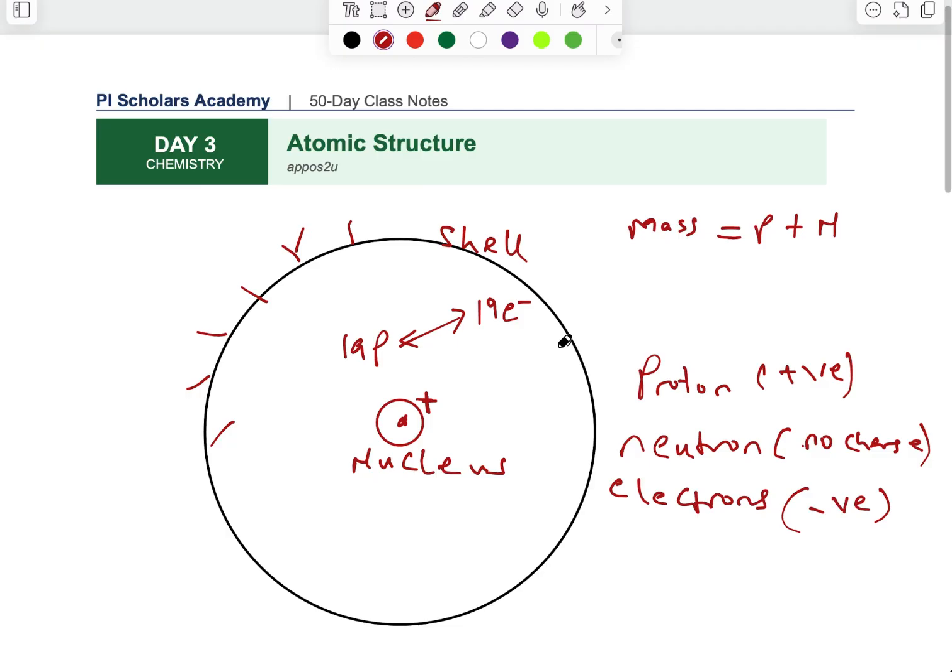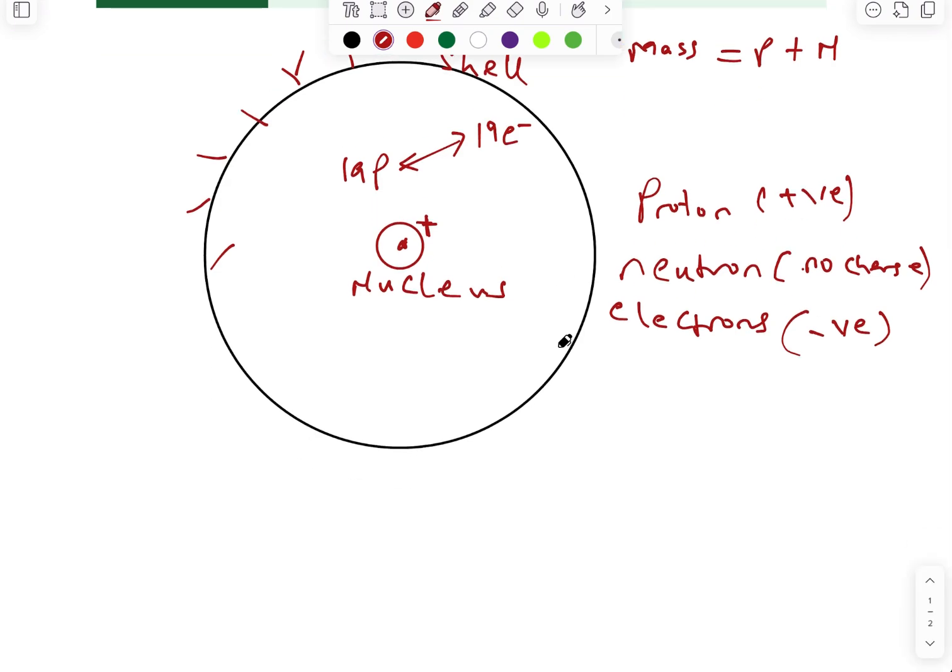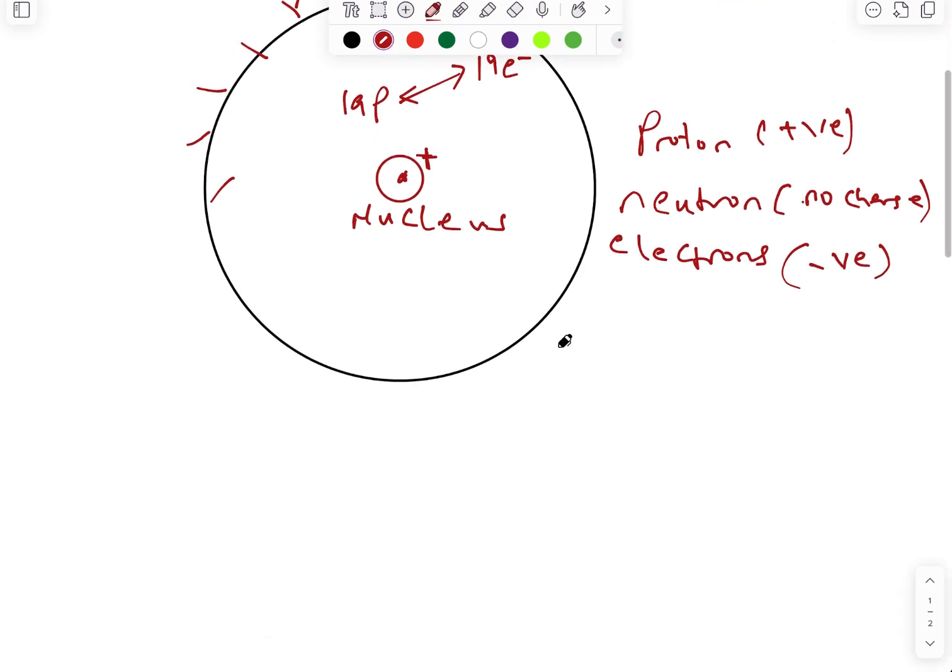So don't forget, we are talking about the structure of an atom. However, this structure I've given now is more like a generic structure, the nucleus and the shell. The shell can be more than one. And for the shell to be more than one, we have what we call energy levels.